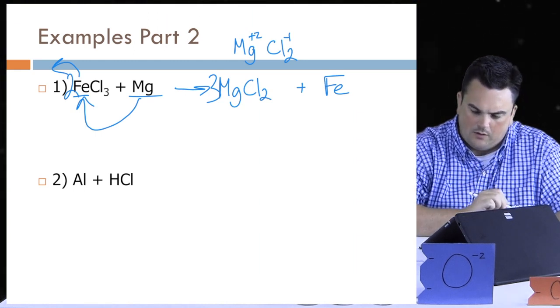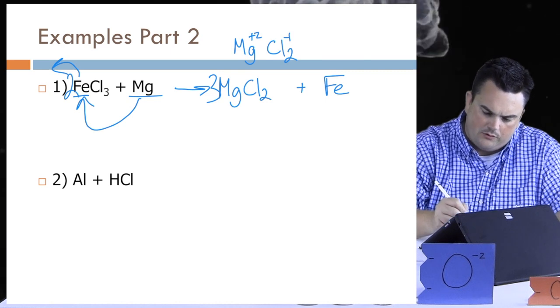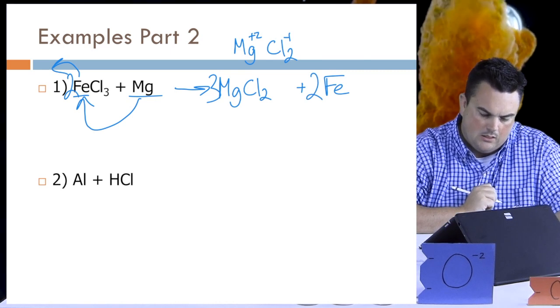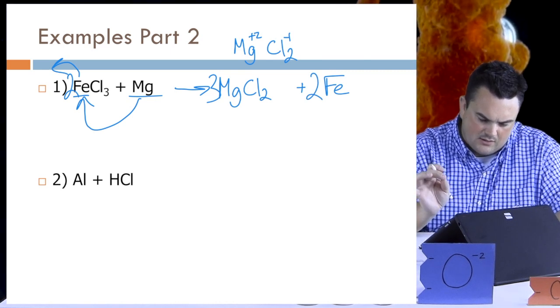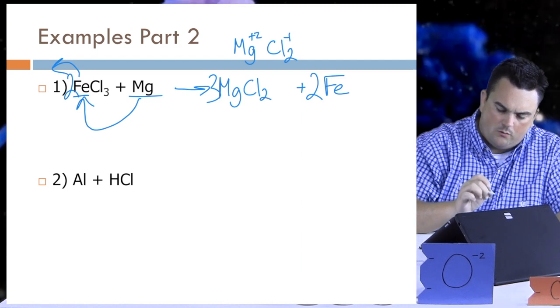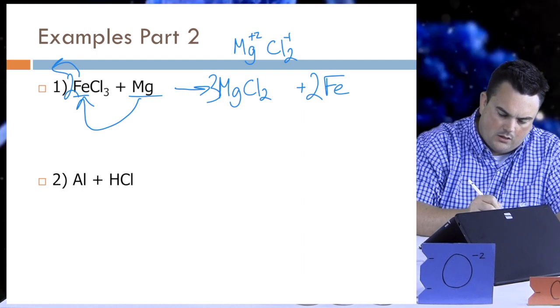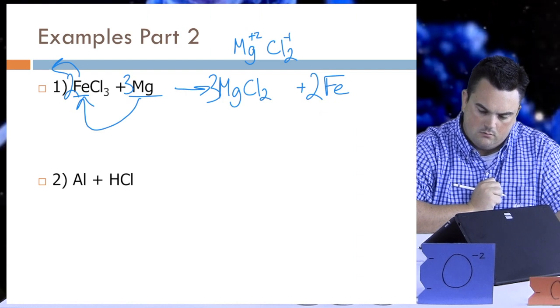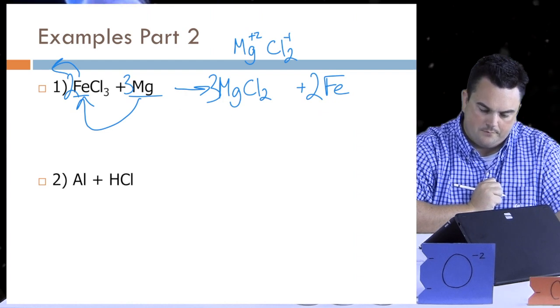That gives me 2 Fes, which I had down so far. I'm going to put a 2 in front of this Fe now. So Fes and Cls are good. Looks like Mg has 3 on the right, only 1 on the left, so a 3 right there. All right, looks very good. Let's do our second example.